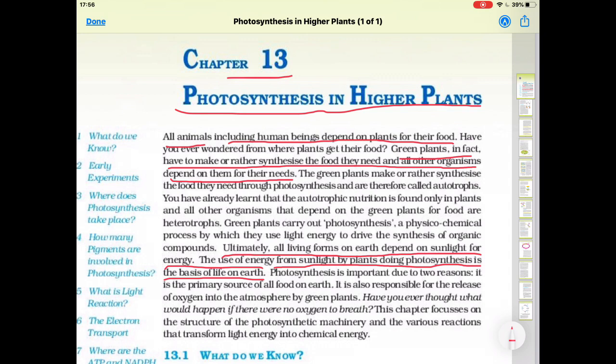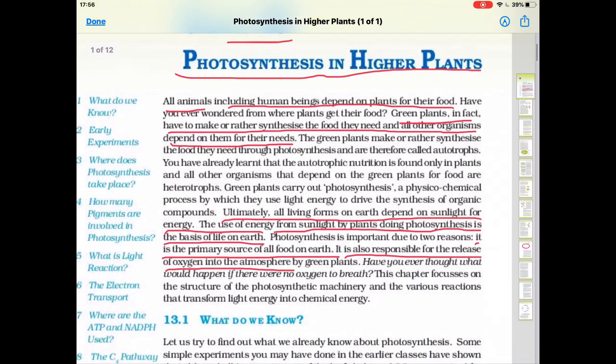It performs two functions mainly. First one, it provides the food to all the organisms on the earth. So it is the primary source of food for all organisms. Second, photosynthesis is responsible for the release of oxygen into the atmosphere by green plants. So during the process of photosynthesis, green plants release oxygen. So for oxygen and food, photosynthesis is required.